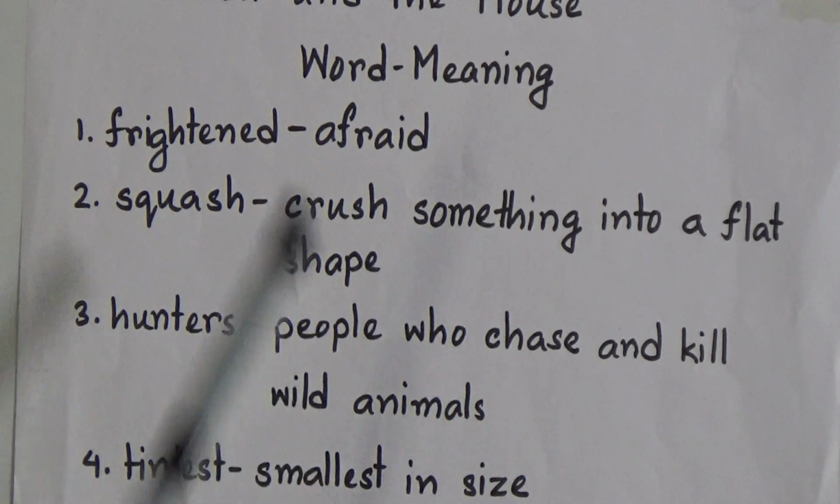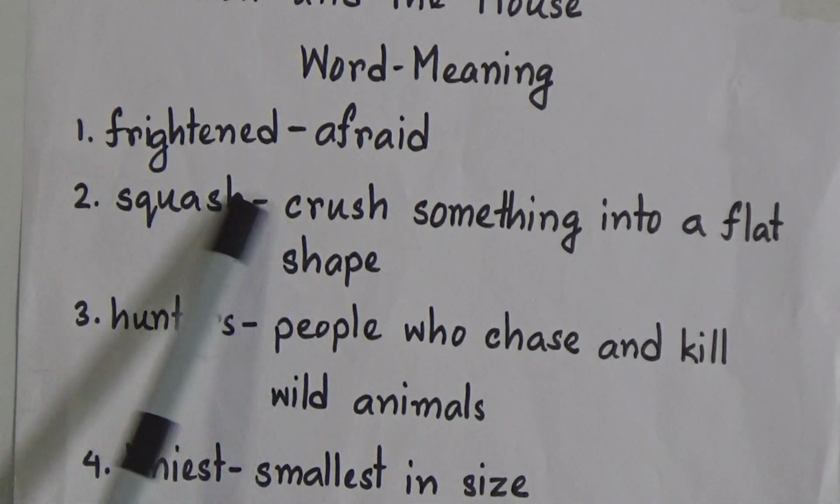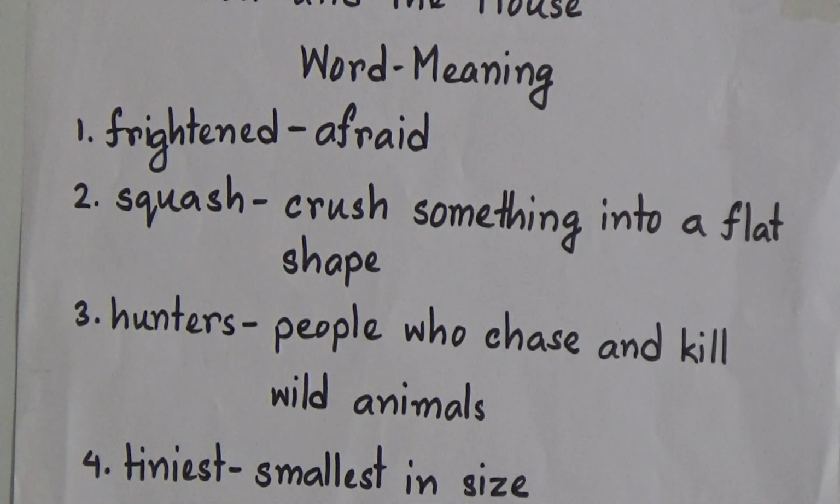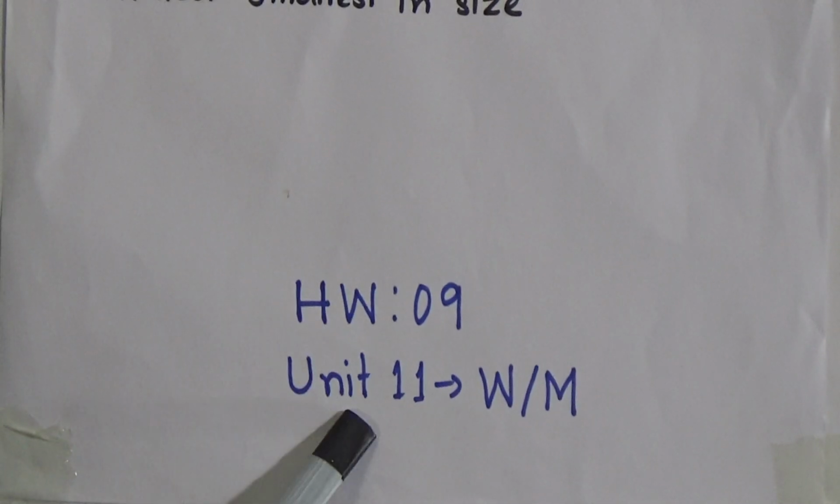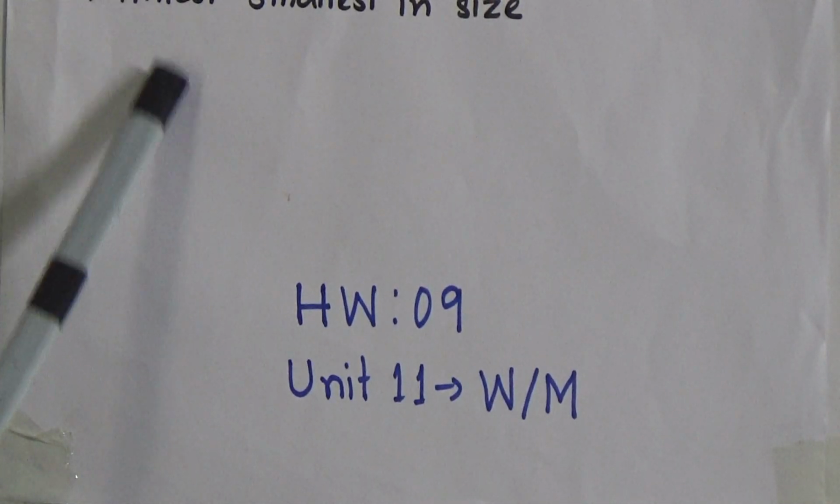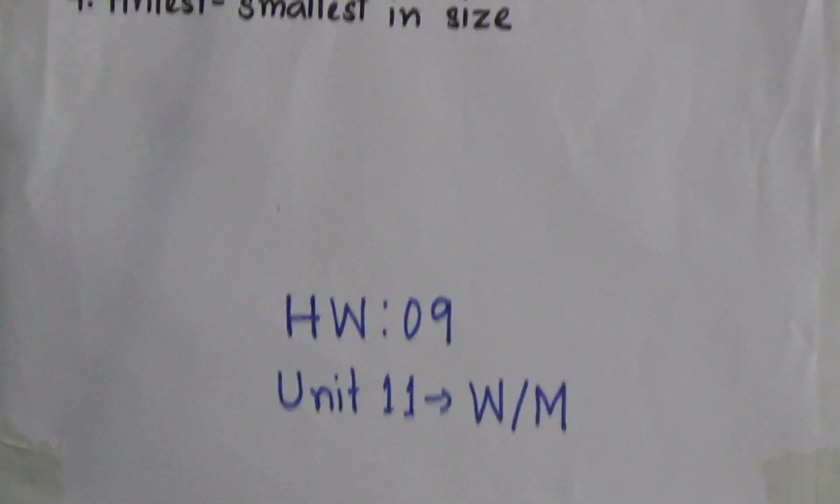And dear students, these 4 word meanings will be your homework. You will do homework 9. These 4 word meanings: 1, 2, 3, 4. Frightened, squash, hunters, and tiniest. Now we will go to synonym and antonym.